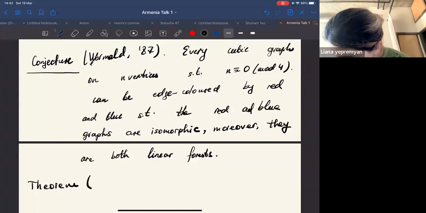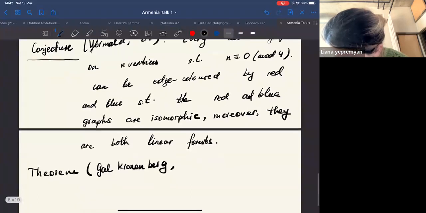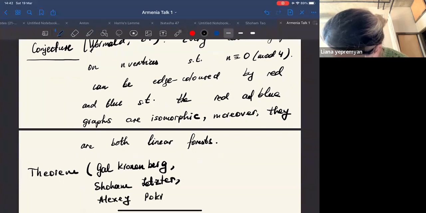this is joint work with Shoham Letzter, Gal Kronenberg. Which one goes first? Kronenberg goes first. So Gal Kronenberg, she's a postdoc at Oxford. Shoham Letzter, she is a professor at UCL, and Alexey Pokrovskiy, also at UCL.